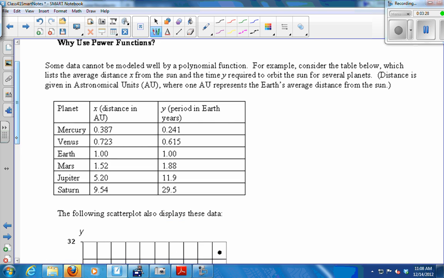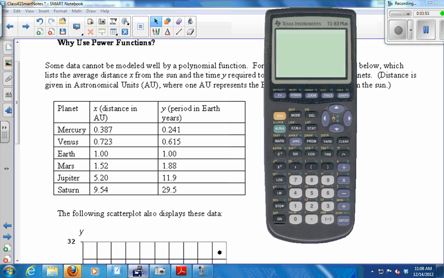So why use a power function? Some data cannot be modeled well by a polynomial. When we've done data fitting before, we've always done either linear, quadratic, cubic, or quartic, and those are sort of the only possibilities we have. There is an exponential regression on your calculator, so if something looks like it's exponential, you could use that.